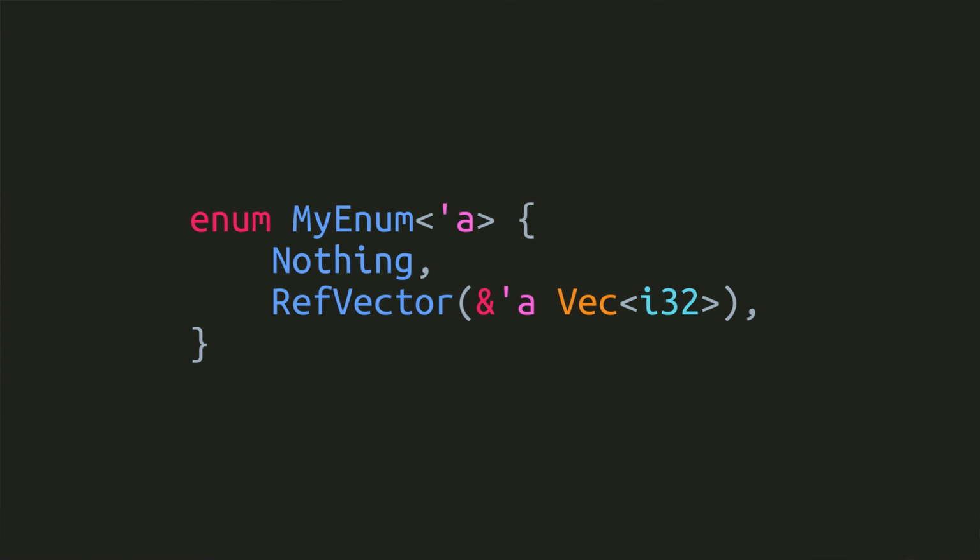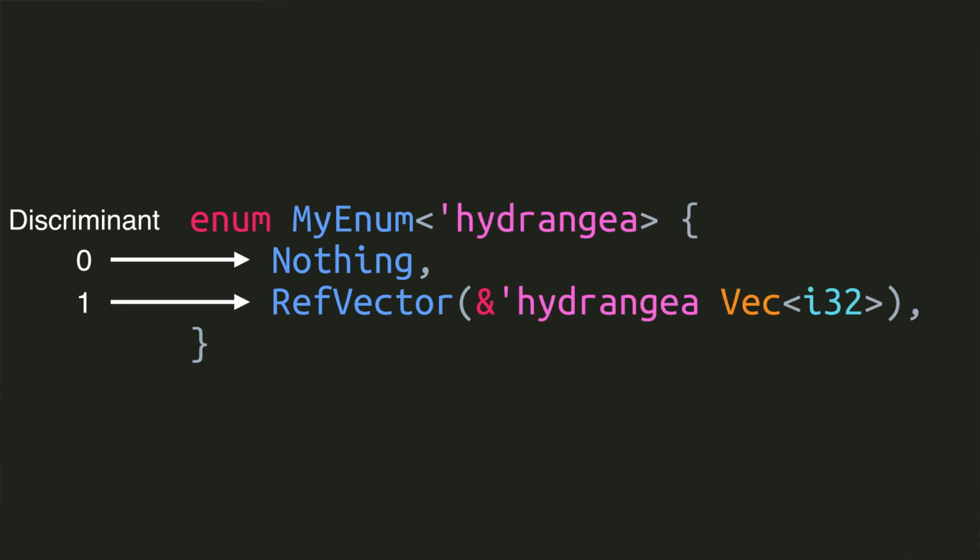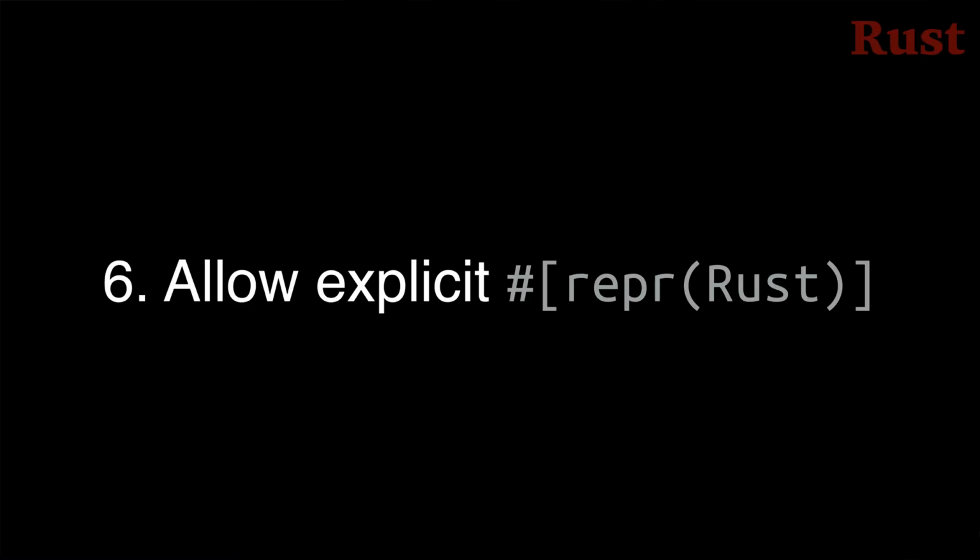A discriminant is kind of like an ID number that the compiler assigns to each variant to keep them straight. The updated documentation clarifies that the value of an enum discriminant does not change when the value of a lifetime parameter changes. So no matter what we name the lifetime parameter, the discriminants remain the same. Number 6.